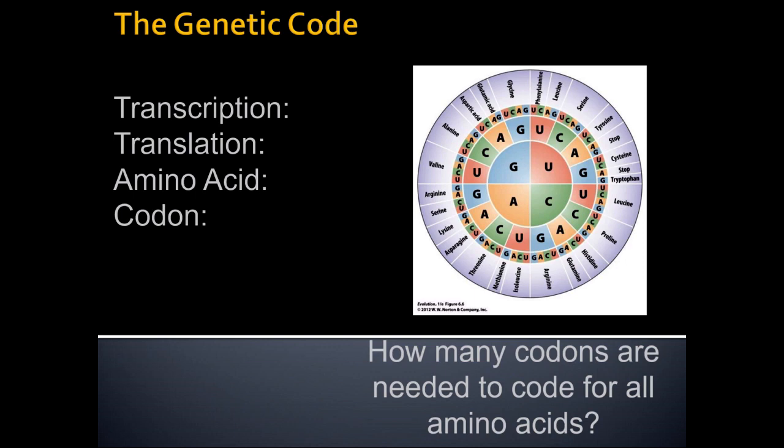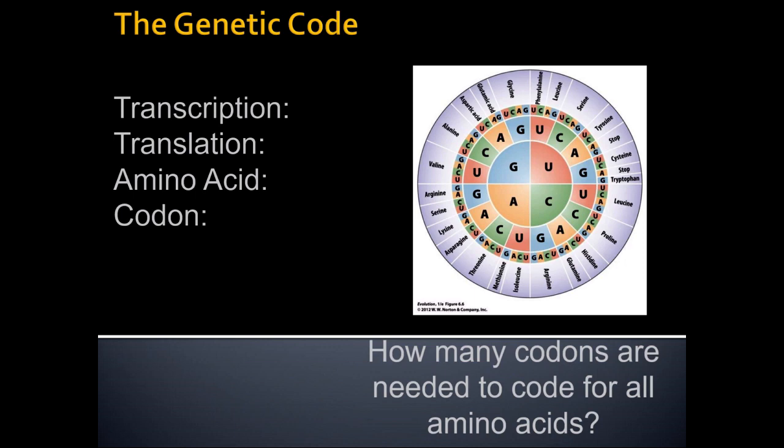So now, an amino acid. These are the basic building blocks of proteins. So nucleotides string together and make nucleic acids, DNA and RNA. Amino acids string together and make proteins. And we'll look at that here in a little bit.